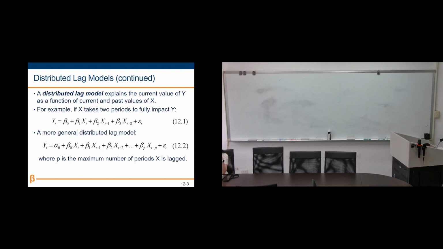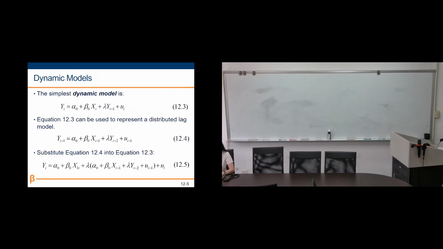What's the problem with the distributed lag model? The major problem: multicollinearity. And remember this one, this error term is white noise.